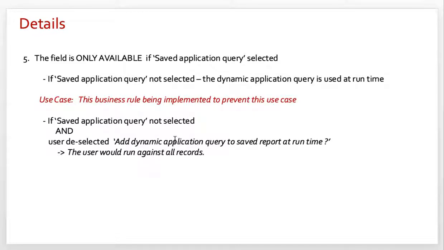There's an important consideration here, again, because this field can impact the use of record limits, and that is if your saved application query is not selected, the dynamic query is used at runtime. Well, why is that important? Well, imagine I didn't have a saved query and I don't have a dynamic query. In that case, I'm running against all records in the database that the user has access to.